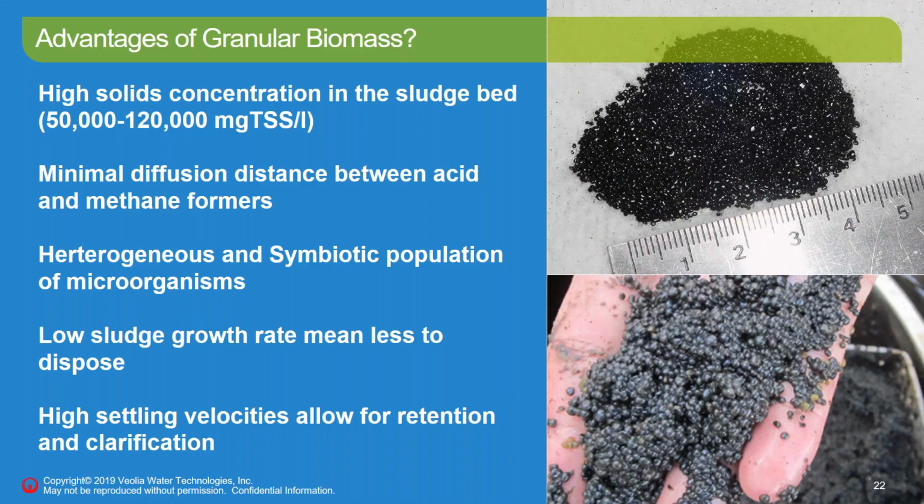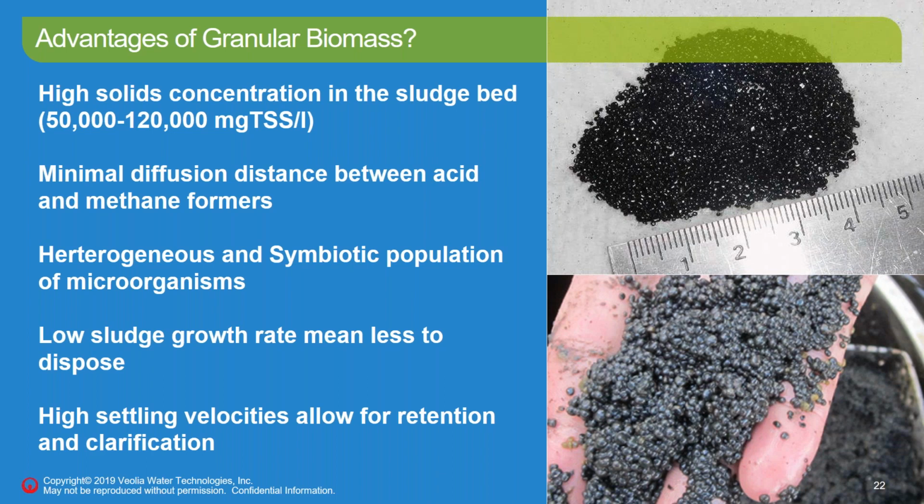So the advantage of granular sludge is that I can get a lot higher solids concentration in the sludge bed. The solids concentration in the sludge bed of a granular sludge bed is typically 5% up to 12%. So you can get 50,000 to 120,000 milligrams of TSS per liter in a high rate system with granular sludge. It also means that there's minimal diffusion distance between the acid formers and methane formers. In the floc scenario, the acid former may not be right next to the methane former, so it can make some acid, and then the methane former has to sort of get over there somehow to get it before it can be reduced.